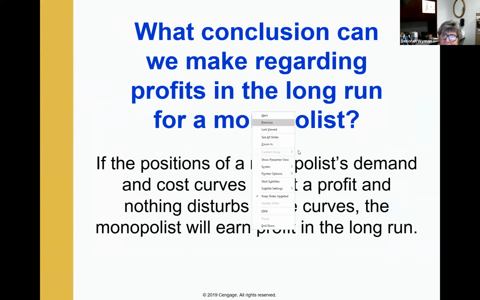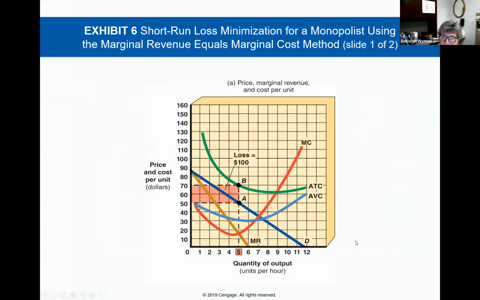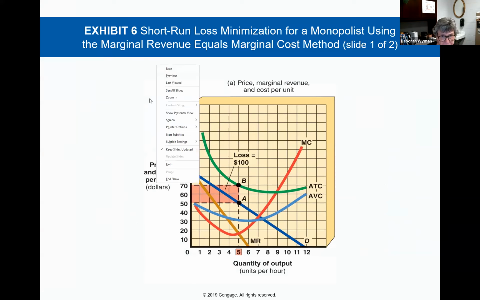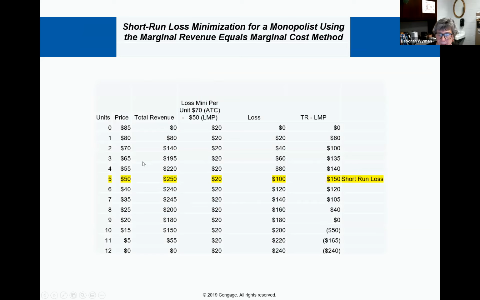Okay. And so you can tell, for your prices, what they're going to be. So, one is going to be over here, right? $85. 0 is like 85. So 1 is 80. So we can see all of that by looking at the chart. So then we have our total revenue. So if we sell 1, it's 82, it's 143, it's 195, straight down. Then we have our loss minimization per unit, which is 70 minus 50. So it's $20 right down.